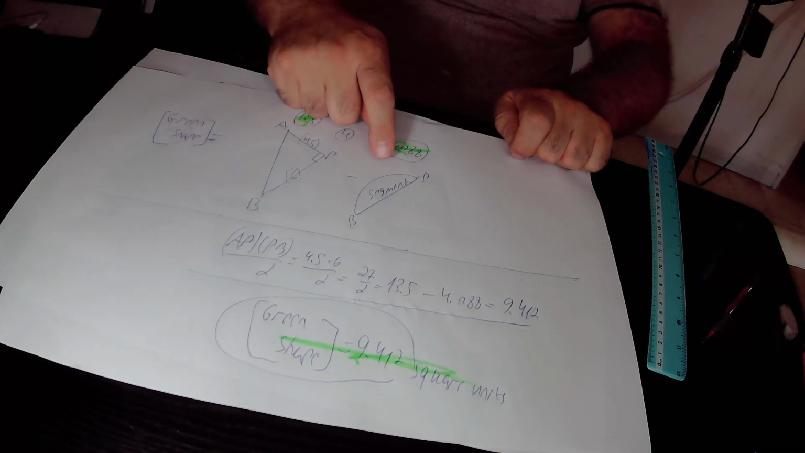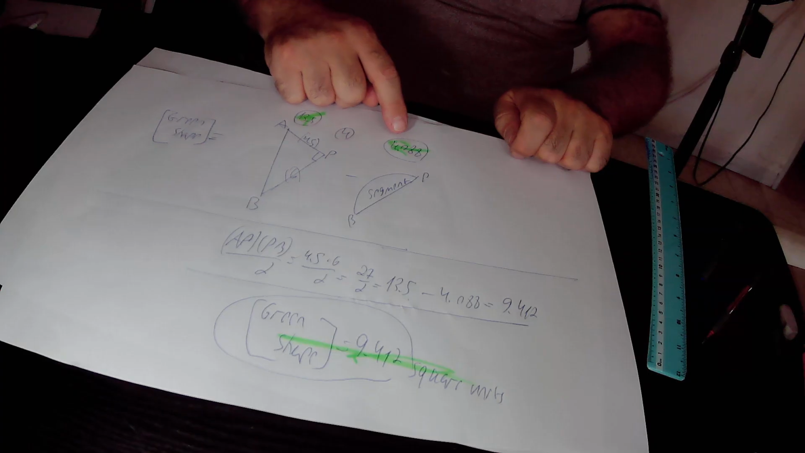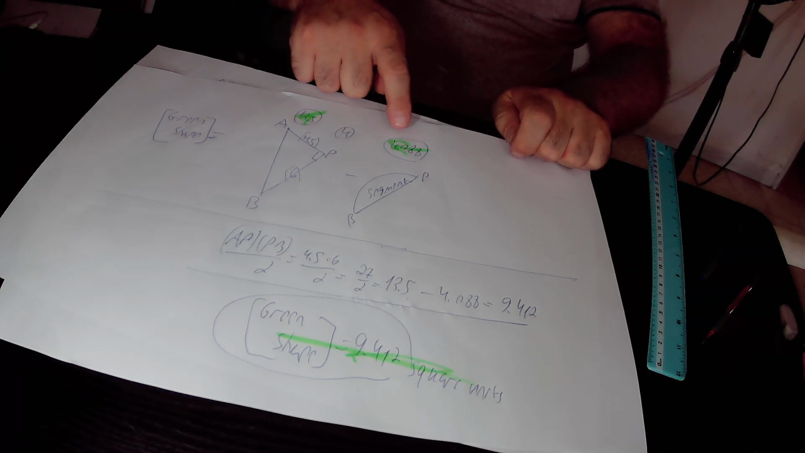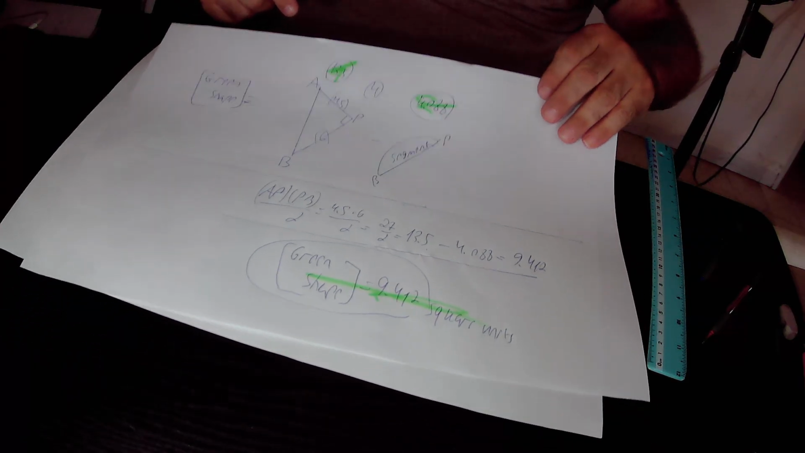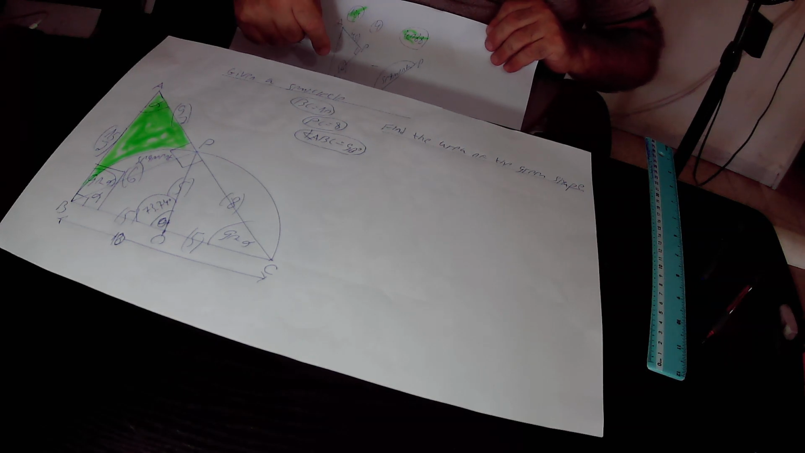Minus the area of this segment BP. We already found that the area of this segment BP equals 4.088 square units in its size. And 13.5 minus 4.088 is 9.412 square units. So we found that the area of this green shape is equal to 9.412 square units in its size.